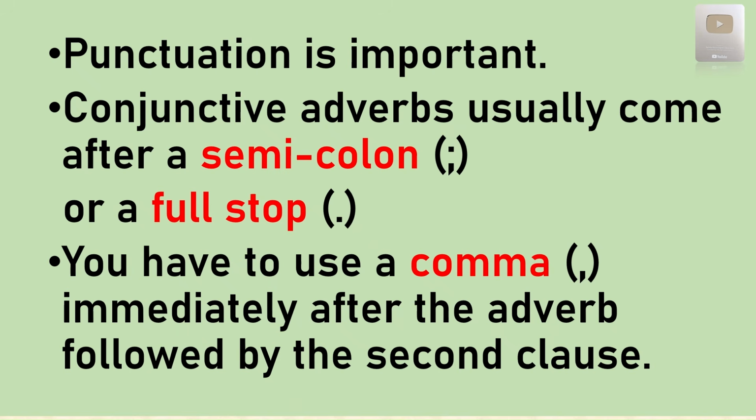Now, the main difference between conjunctions and conjunctive adverbs is the punctuation. That is why I've made a special slide on punctuation. Conjunctive adverbs usually come after a semicolon. One clause ends with a semicolon, or a sentence ends with a full stop. Then only the conjunctive adverb is introduced. And after you start the second sentence or the second clause with the conjunctive adverb, you have to put a comma. I will give you examples of all these. Please note carefully not only the sentence but also the punctuation.